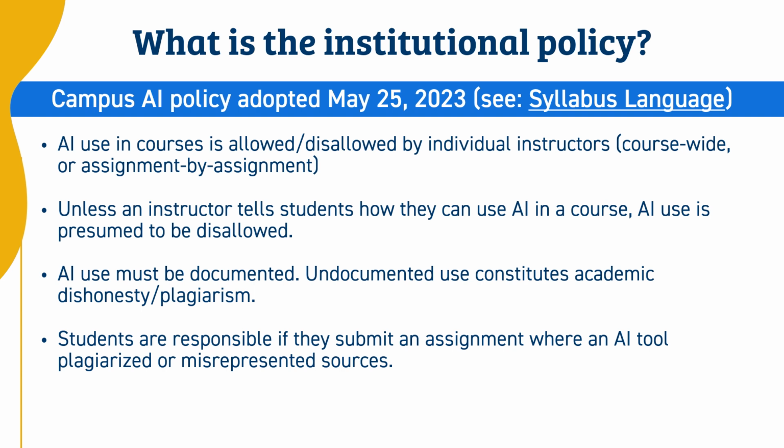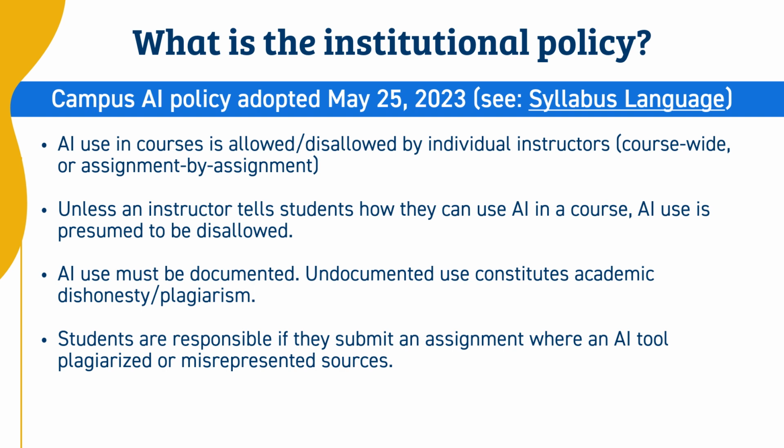If you can say, you can use Grammarly, but you can't use ChatGPT, that also works. However, if a student does use it counter to that policy, that responsibility is then on them. And they're also responsible if they submit an assignment that AI misrepresents information or doesn't actually credit the source of that information.